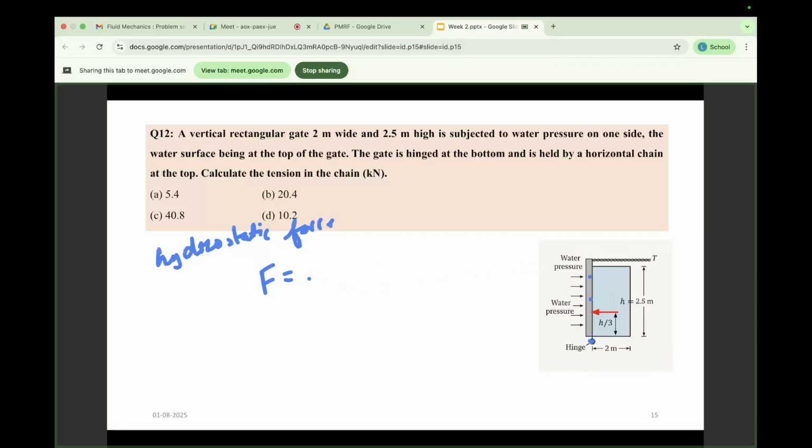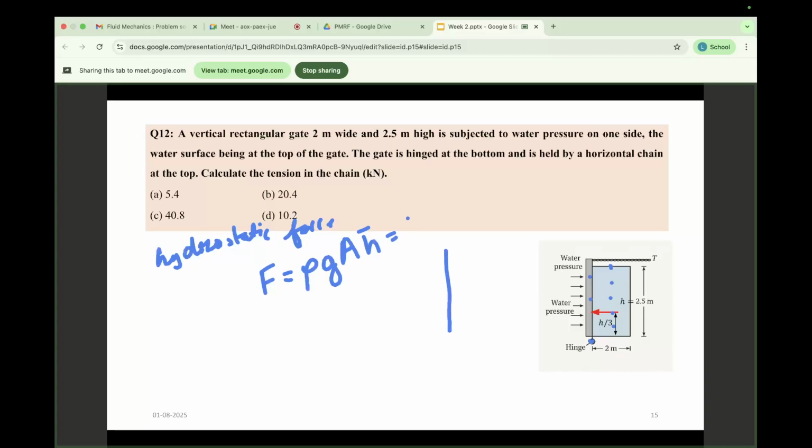So basically in the class you have studied this formula rho G A H. So this force will apply at the, see, as in the earlier question I have told that whatever be the pressure at this point, if we move downward the pressure will be more, right? So that concept we need to consider here.